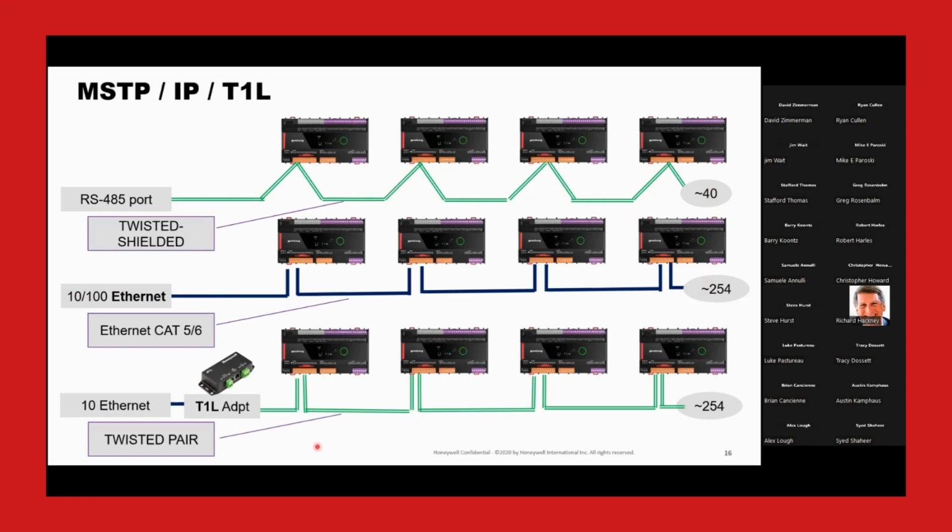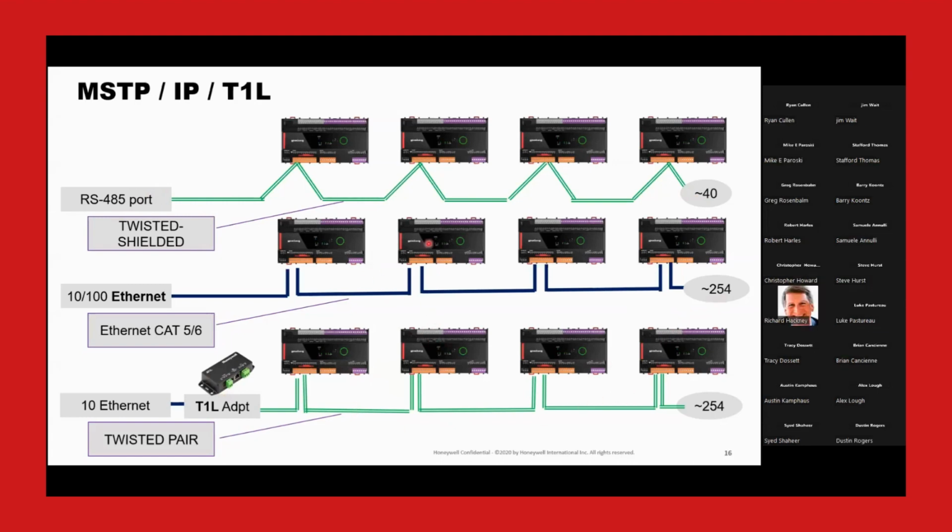T1L kind of gives you the best of both worlds. You've got the higher speed of 10 megabit, but you also have the ability to do well over 40 devices on a daisy chain. And the twisted pair doesn't have to be shielded. It can be just regular lower cost twisted cable. So T1L is giving us the speed of Ethernet and the capability as far as the number of devices of Ethernet with the lower cost of a twisted cable.